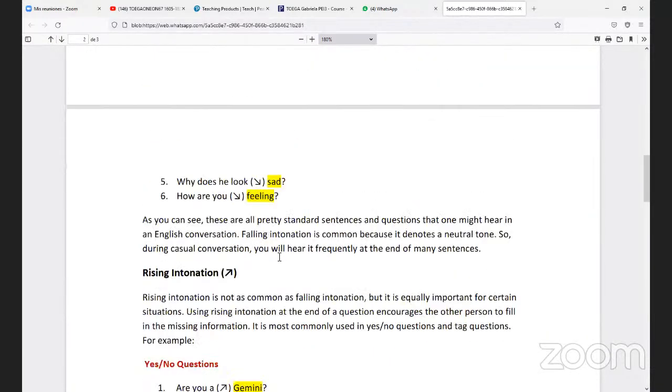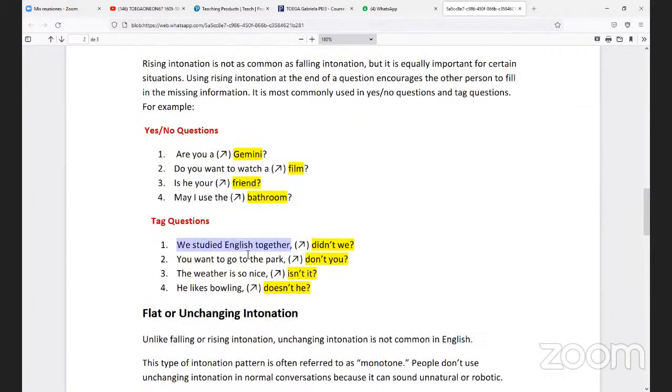So we say, we studied English together, didn't we? So we raise our voice here. Okay, we rise. You are Christine, aren't you? So we fall and we rise. Okay, so let's try to read these questions, Christine, the yes, no questions and after the tag questions.